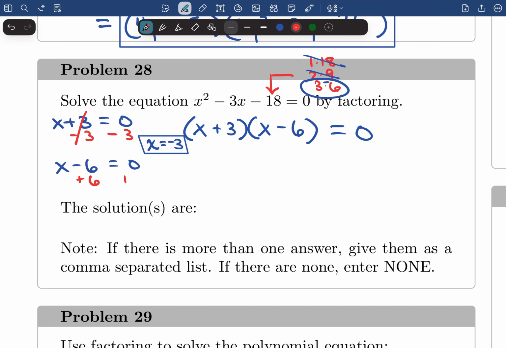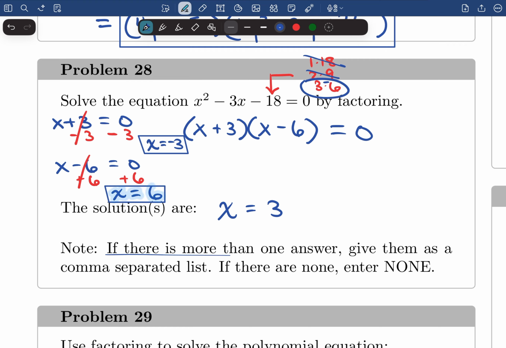So I add 6 to the other side. And these pieces, they cancel. And my result is x equals 0 plus 6, which is 6. X equals 6. So these are the solutions. The solutions are x equals negative 3 and x equals 6.